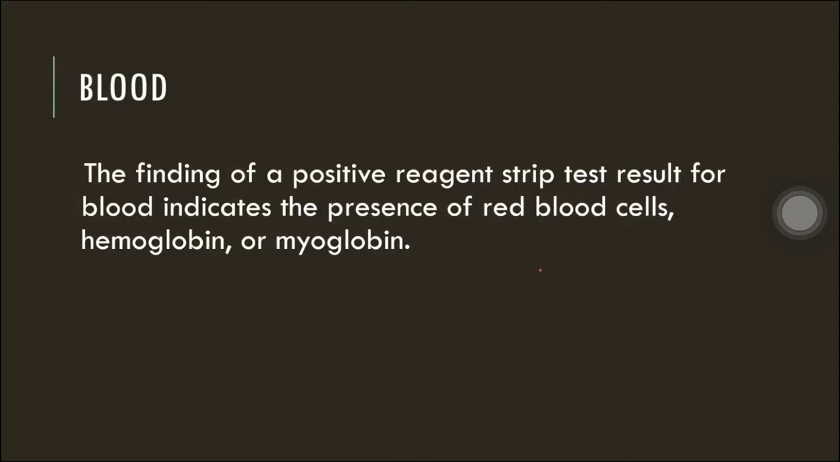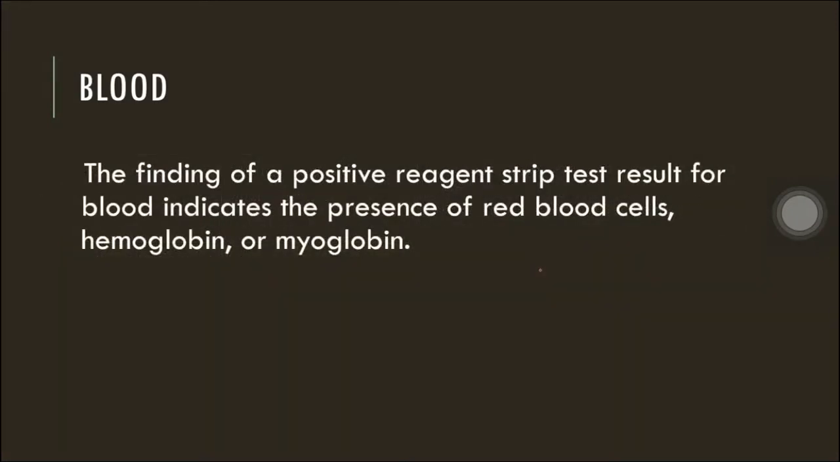Next, we now move on to blood. So, generally, blood is pathologic. Okay, but in normal patients, there is still a presence of small amounts of RBCs. Of course, that is not detected by the blood reagent strip because it only detects a certain sensitivity. Okay, but the finding of a positive reagent strip test may indicate a pathologic condition. So it may indicate the presence of red blood cells, hemoglobin, or myoglobin.